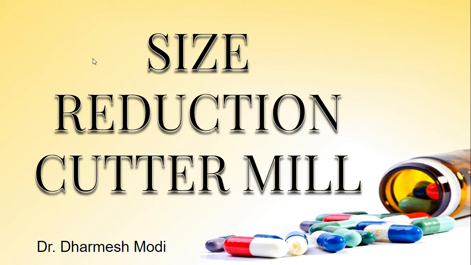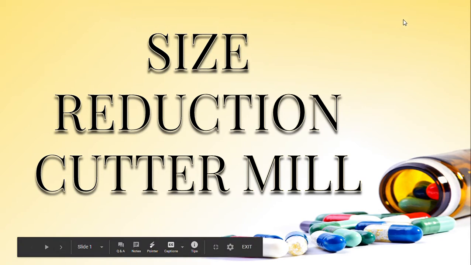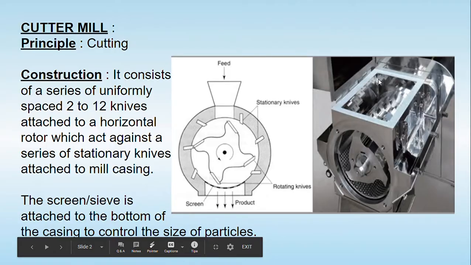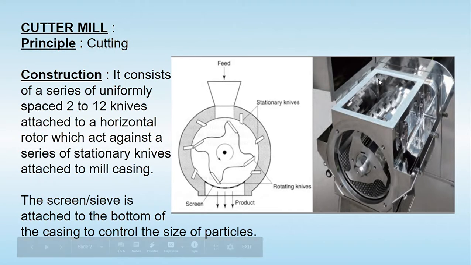Dear students, in this video, I am going to discuss one of the size reduction equipment, which is known as a cutter mill. As you know, the cutter mill basically works on the mechanism or principle of size reduction which is known as cutting. The best example of cutting we can understand by the simple example of a scissor.